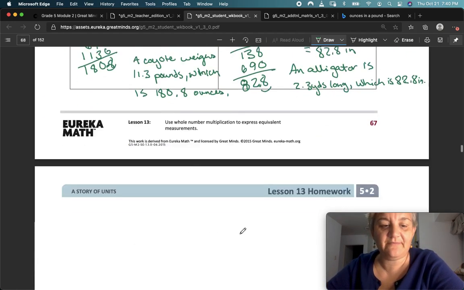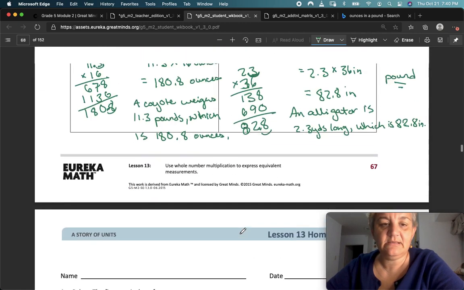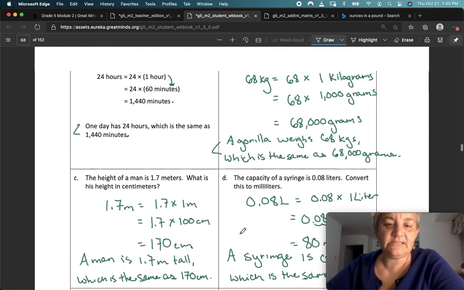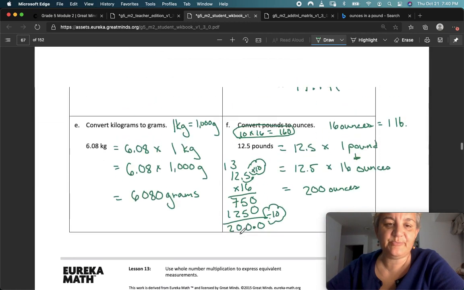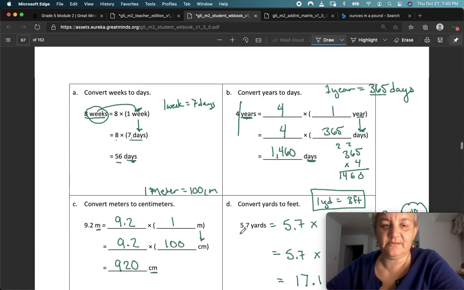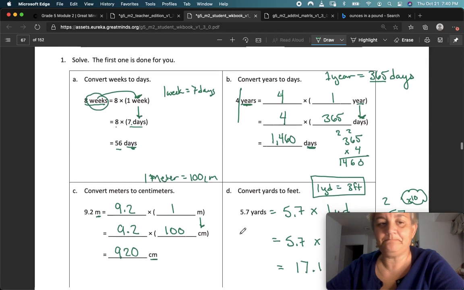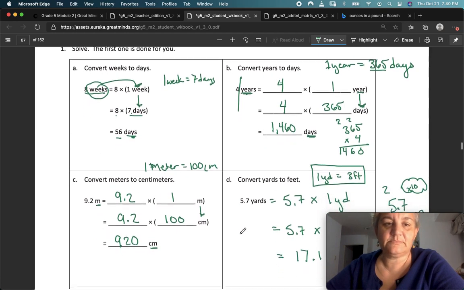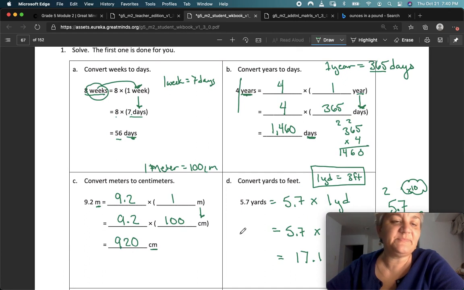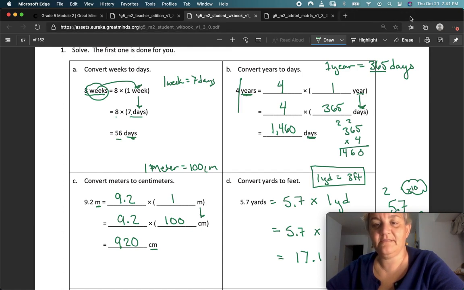Excellent. If you have questions, please ask me. Converting units, converting measurements, super useful, very helpful, especially if you're cooking and you need to convert from cups to tablespoons or something like that. Or if you're cutting something, you want to convert from inches to feet. Lots of useful, practical things for that.